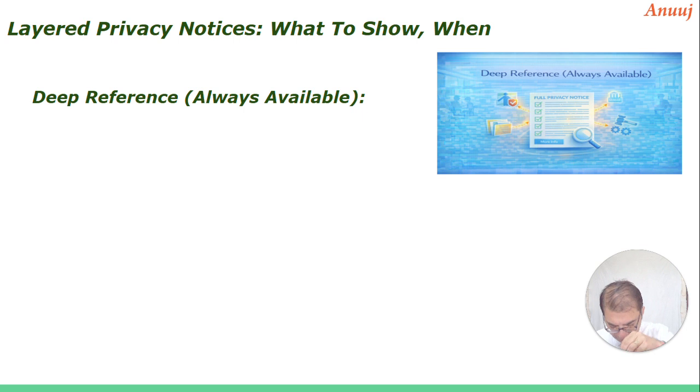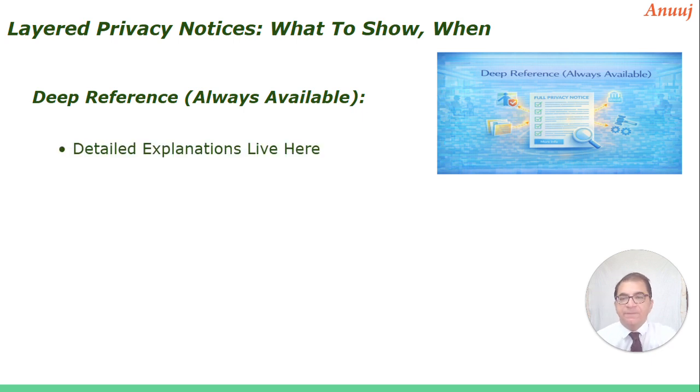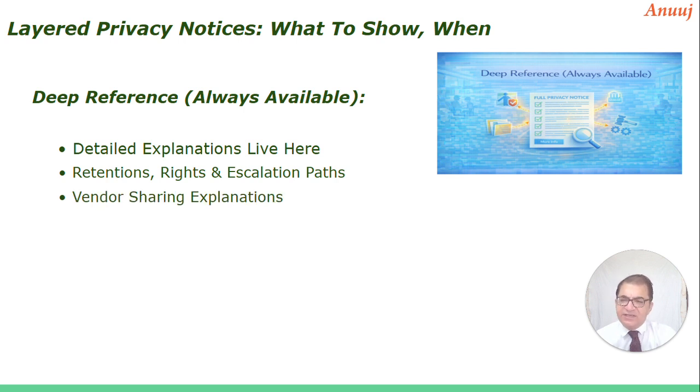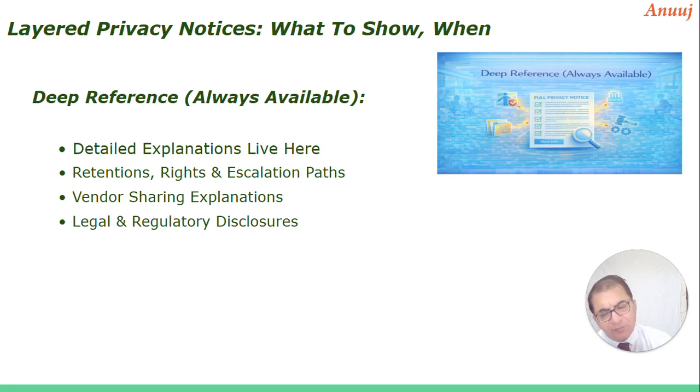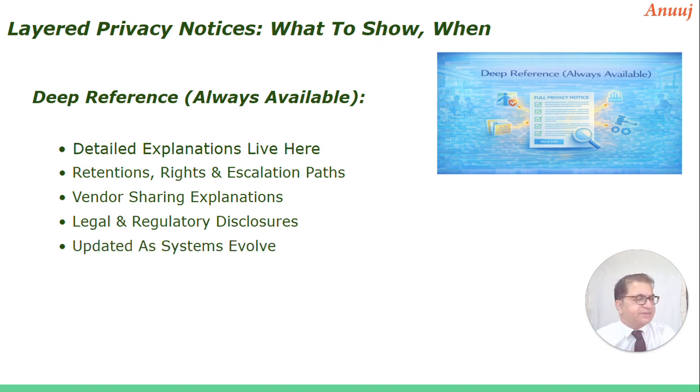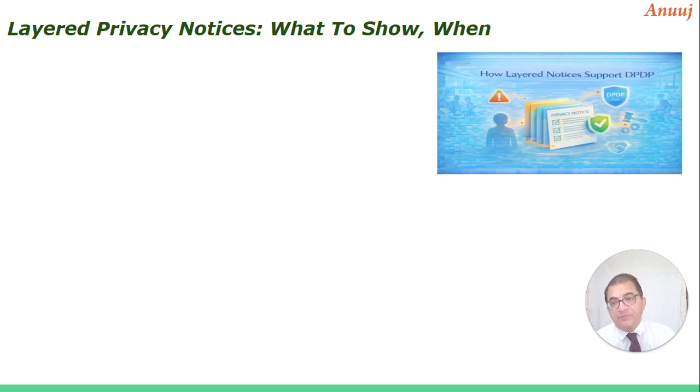Deep reference, if you need to really get into the detail of a particular point. It's available for all, but it depends on what layer you are satisfied with, and you can revert back rather than being forced to get deep into each and every point. Detailed explanations are there: retention, rights, escalation paths, vendor sharing explanations, legal and regulatory disclosures, every piece of information is there. They are updated as systems evolve, and therefore you can get into the details, use them, and then decide whether you want to give the consent or not.